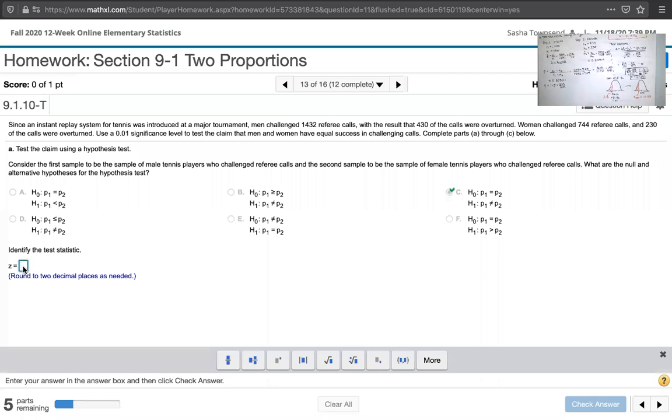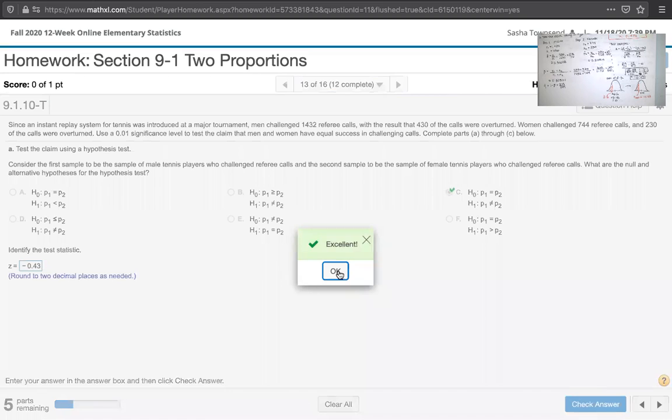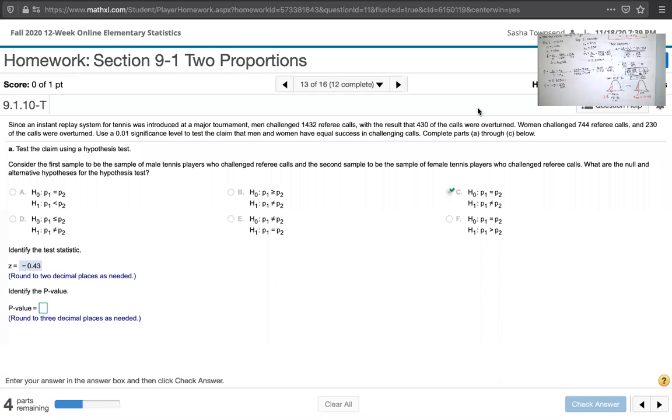So let's enter that Z-score over here. Great. And now it's going to want the p-value. I'll use Excel for this as well.